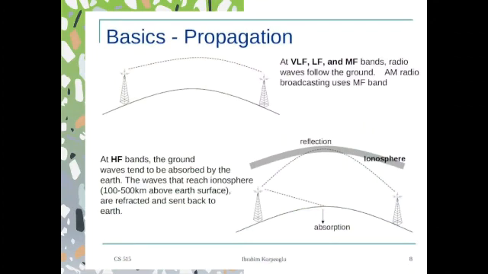Basics of propagation. When a radio wave is transmitted from one terminal to another at very low frequency, low frequency and medium frequency bands, radio waves follow the ground, and AM radio broadcasting uses this middle frequency range. When you go to the high frequency range, the ground waves tend to be absorbed by the earth. The waves that reach the ionosphere, that is 100 to 500 km above the earth's surface, are refracted and sent back to the earth. Due to that, there will be some variation in the received signal.